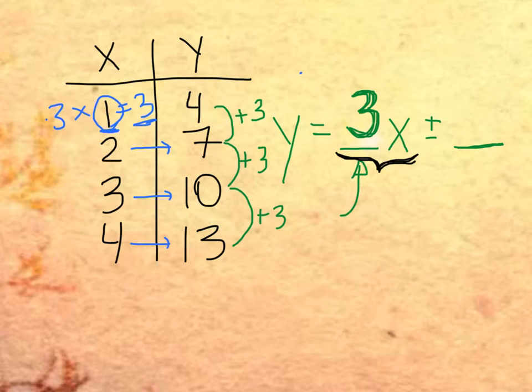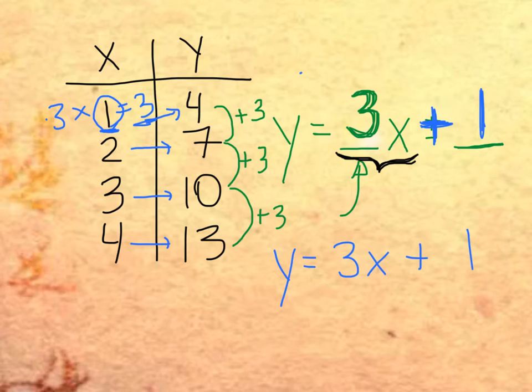And now we need to ask ourselves, how do we get from 3 to 4 using addition or subtraction? Well, it's easy. You just add 1. So that means our constant is a positive 1, so plus 1. So that means our final equation is y equals 3x plus 1.